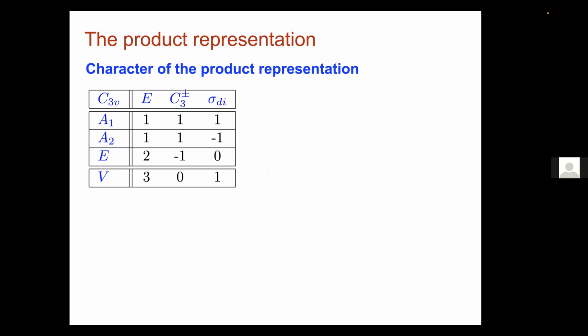For the group C3V, this is the character table with the irreps of the vector representation. So now we want to construct the character table for V squared, the product representation. But I know that all I have to do is to take the square of the traces. So this is trivial. And now, of course, whenever I have a new representation, I can decompose it. And we are going to need this today.